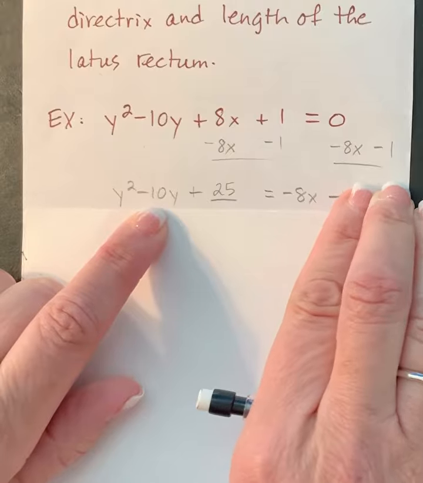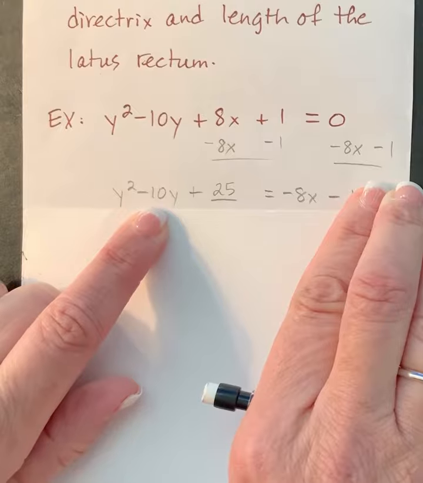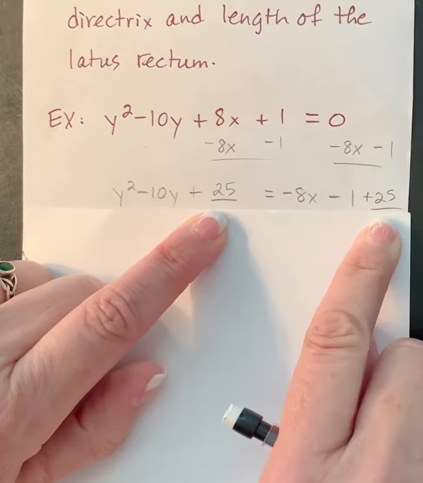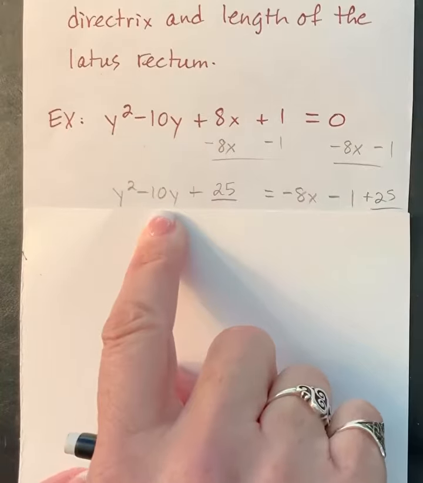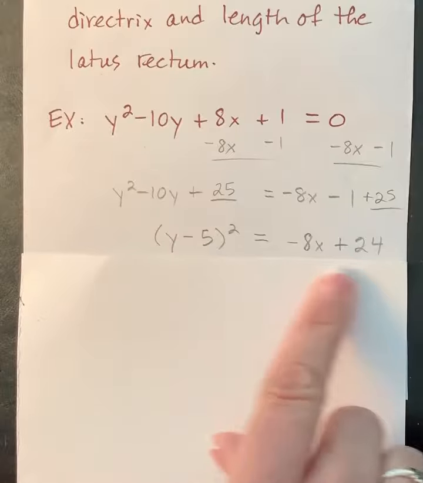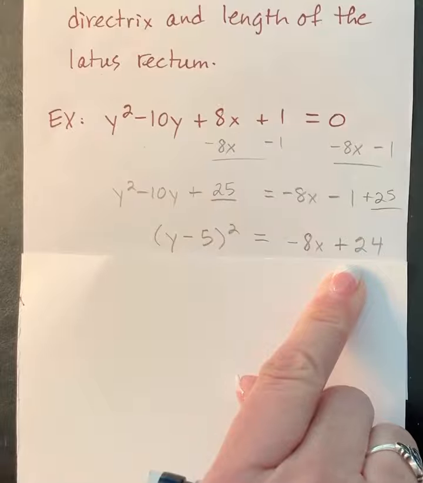This is where you take negative 10, divide it by 2, and then square it. And then you come up with 25, and we'll have to add that to the right. And then this is the square of y minus 5. So we have y minus 5 squared is equal to negative 8x plus 24.